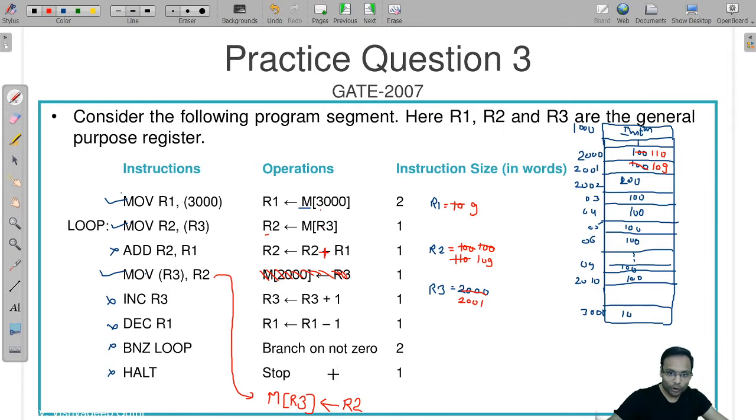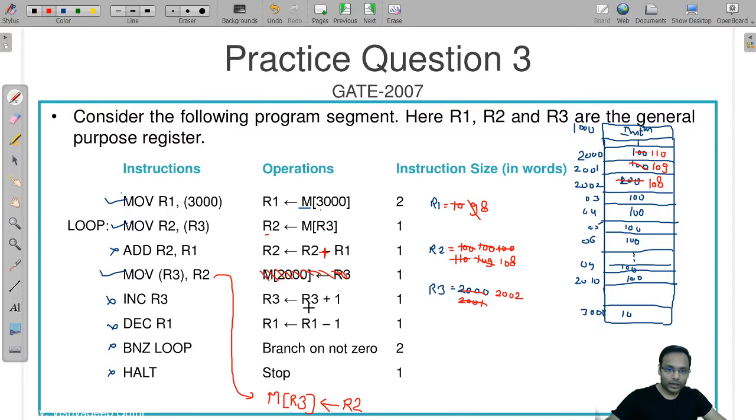Okay, so 109 I have copied by this one. Now R3 equals R3 plus 1, which becomes what? 2002. R1 equals R1 minus 1 becomes 8. Then if this 8 is not 0, yes, not 0, then go up and again come here. Now what is R3? R3 is 2002. Read the value at 2002, copy into R2. So now again reading the 100 from the memory into R2. Now R2 is equal to R2 plus R1. R2 becomes 108. Then the same value R2 108 is copied in the memory on location R3, location 2002. Then what happens here? 108.